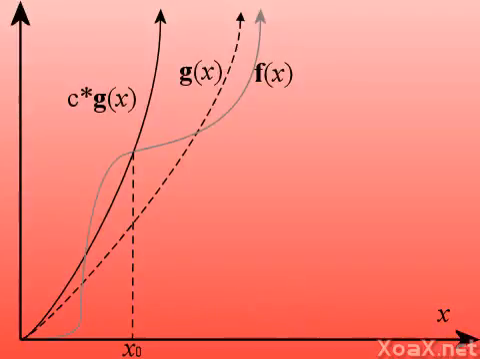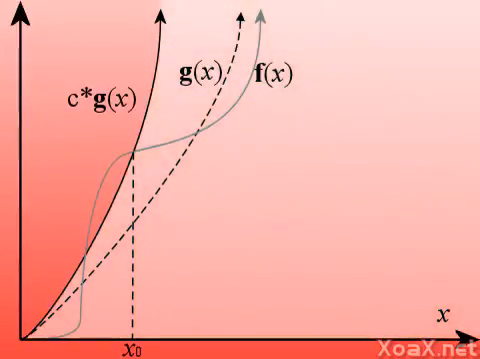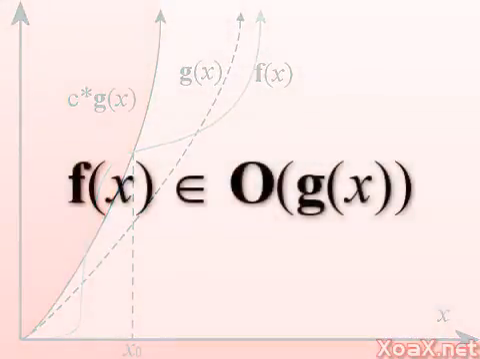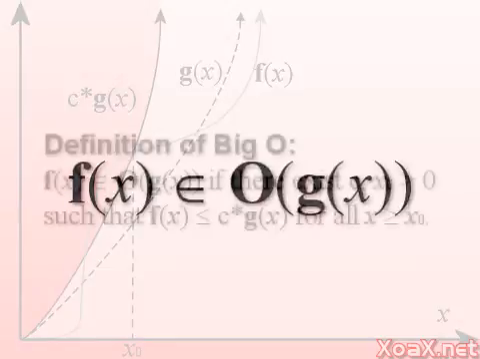Assuming that the graph of f of x does not intersect the graph of c times g of x after the point x0, we know that the graph of f of x remains in this white region for all x to the right of x0. In this case, we say that f of x is in big O of g of x.